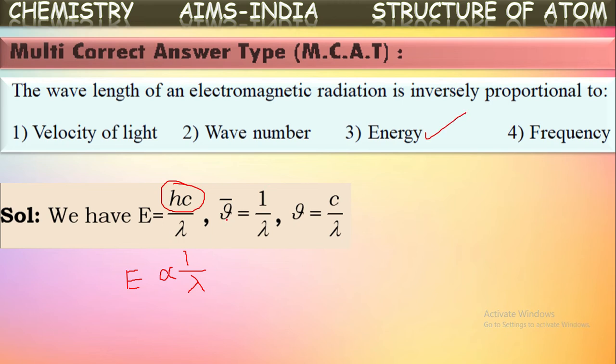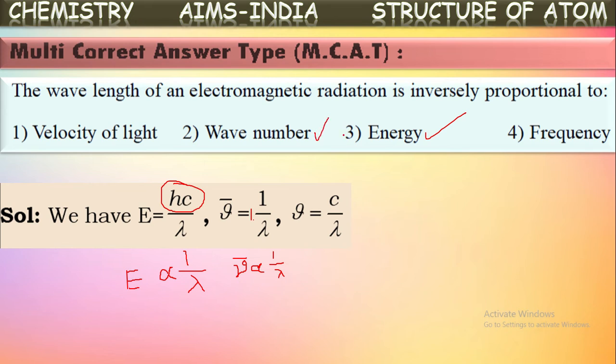And wave number, because wave number is also asked. Wave number is nothing but the reciprocal of wavelength. This is the equation relating these two: nu bar is equal to 1 by lambda. Suppose there is a constant 1 here. If you remove the constant 1, it becomes the relation that wave number nu bar is directly proportional to 1 by lambda. So wave number is also inversely proportional to wavelength.